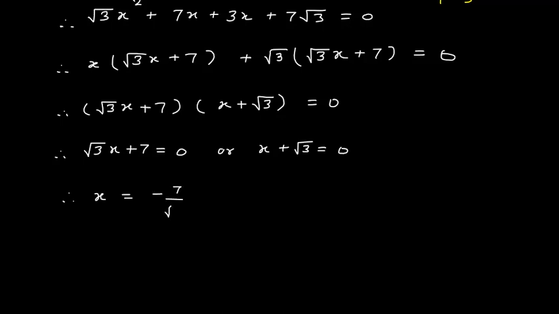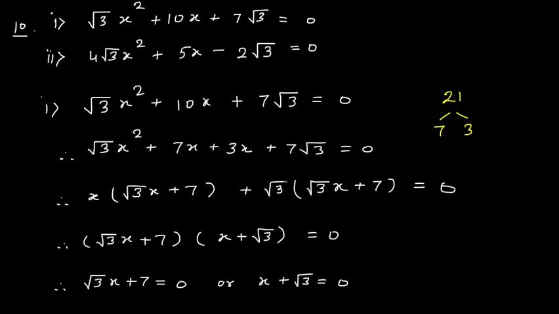So therefore you have x is equal to minus 7 upon root 3, or you have x is equal to minus root 3. So you have either x is equal to minus 7 upon root 3 or x is equal to minus root 3. You try the second problem. Pause the video and then see the solution.